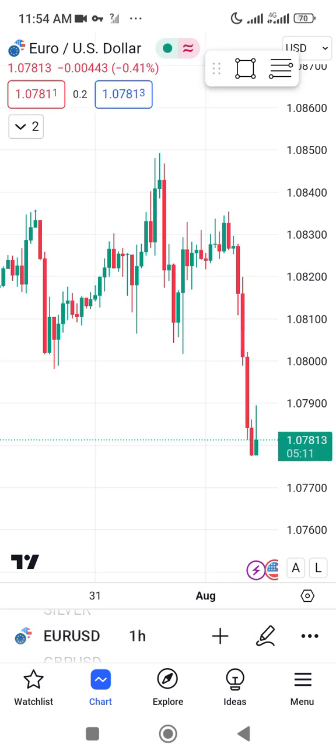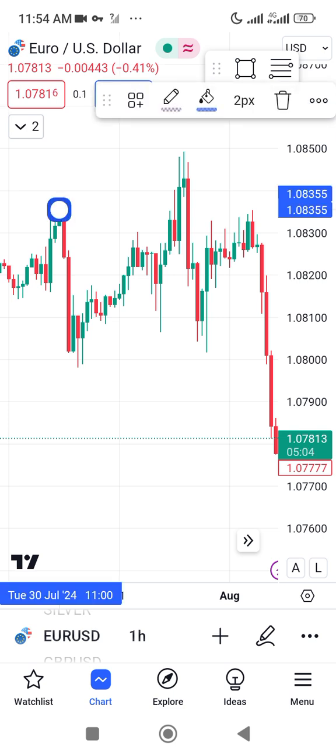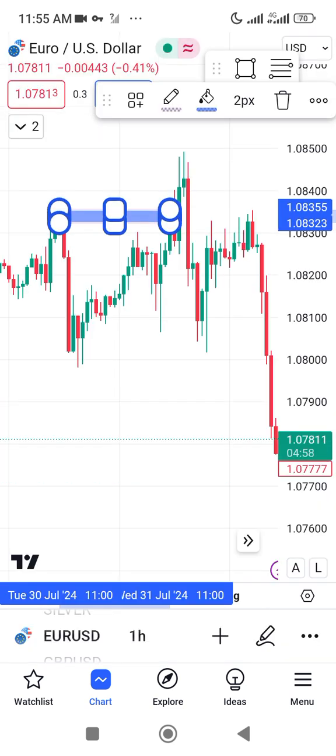All right, so welcome back, guys. In this video, I want to do a trade review on Euro USD. What happened yesterday? Now you can see this particular setup actually meets our requirement for an algorithm candle.